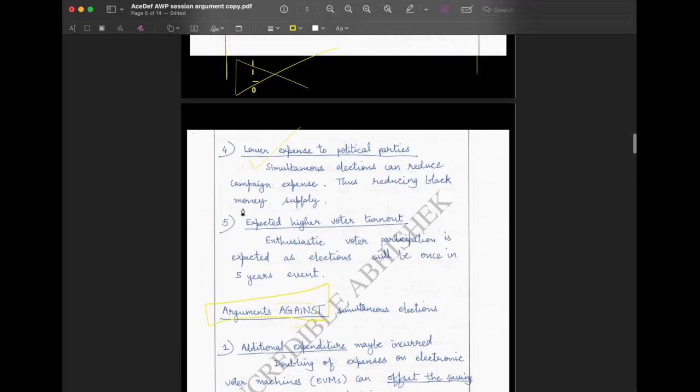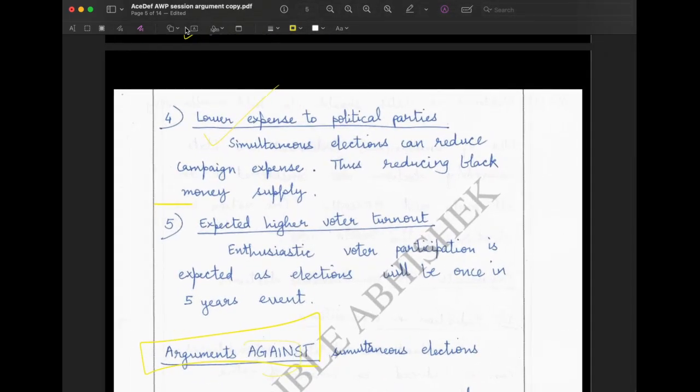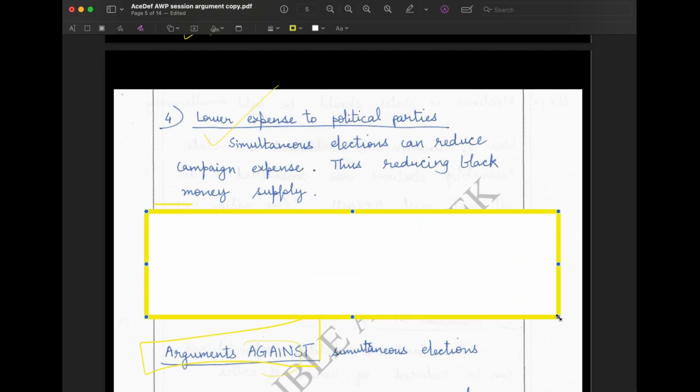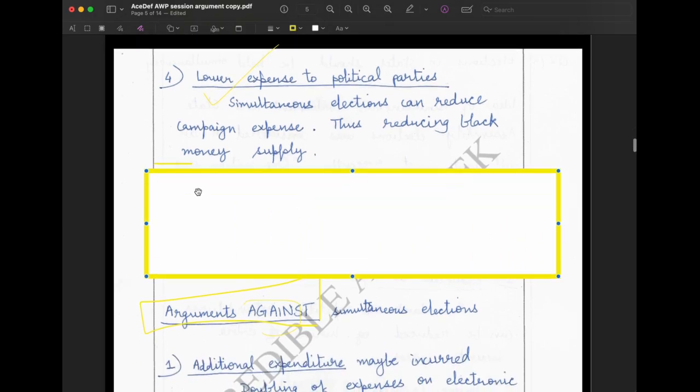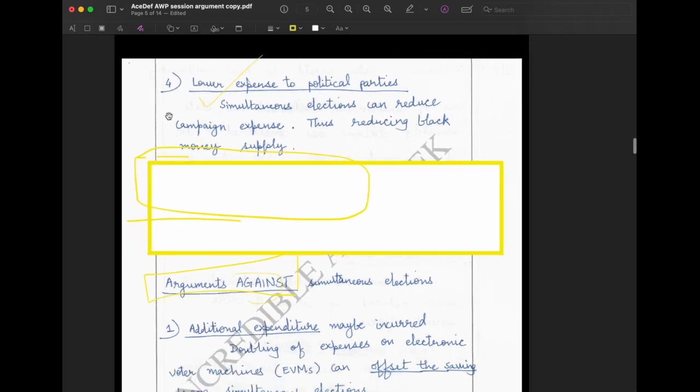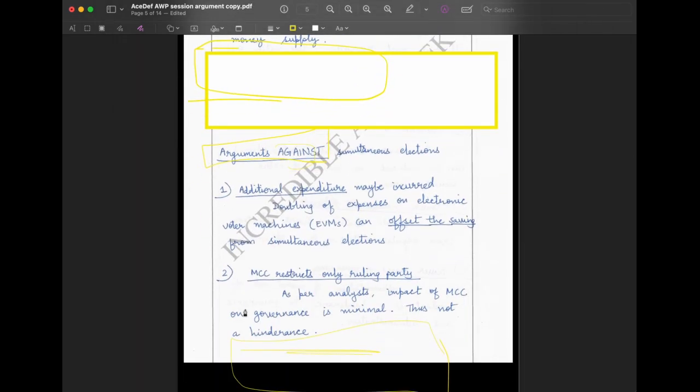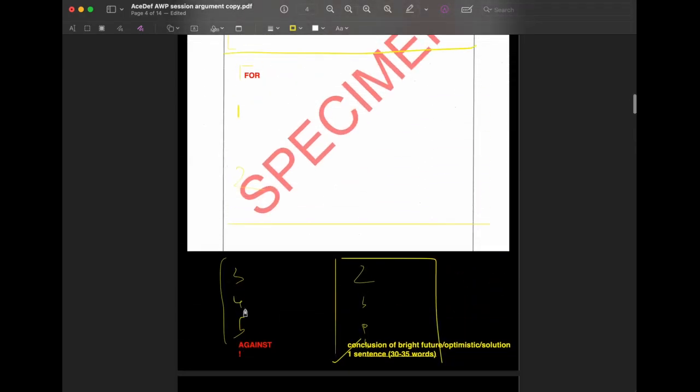And suppose instead of 5 the candidate has written only 4 points, okay, suppose there are only 4 points here and this is blank. So now what we will do is leave the space here, and from somewhere here the arguments against will start, so that you have this much space to write your fifth point if you recall it later in the exam. So spacing within the QCAB is very important.